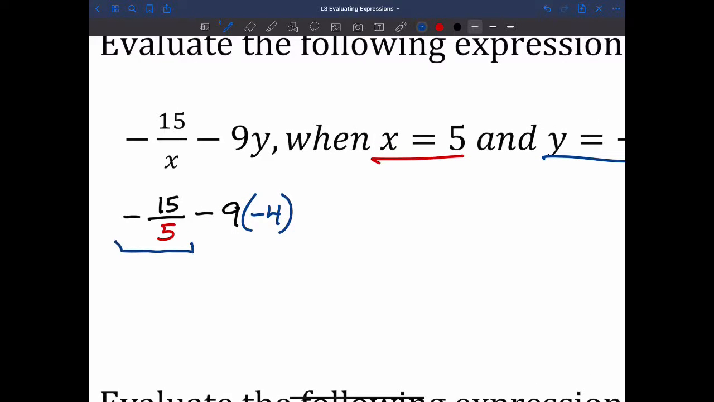I do have some division right here at the front. So 15 divided by 5 is going to give me 3. So that's going to come out to be a negative with that 3. And then everything else stays the same.